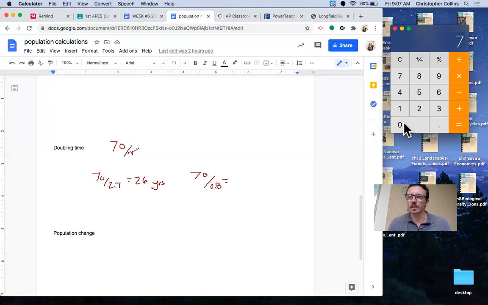Okay, so we do 70 divided by R, in this case, 0.8. Okay, and we get 87.5 years, right? And so not within my lifetime, sorry, y'all, I'll be hopefully worm food.